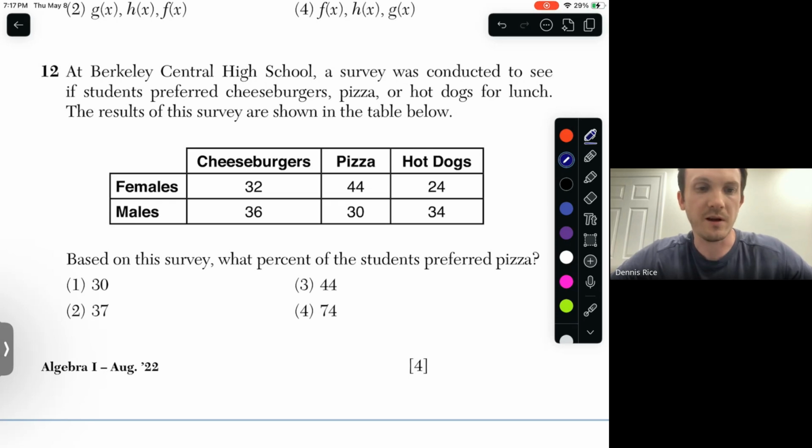Based on this survey, what percent of students prefer pizza? What's a two-way table? There's two variables. In this case, it would be gender and your favorite lunch food or something.